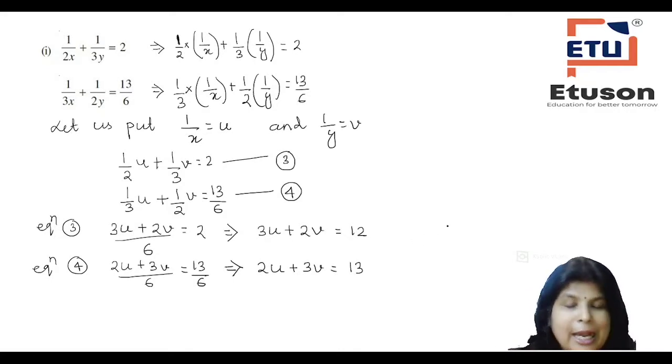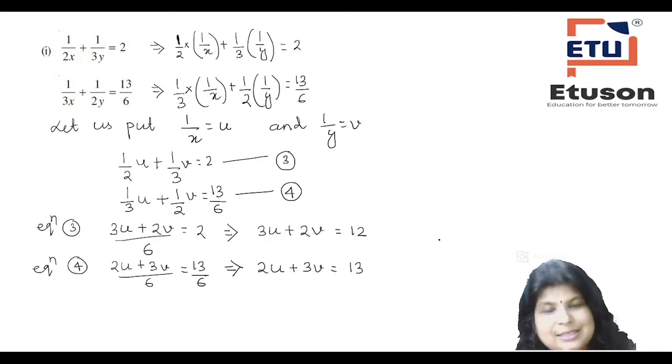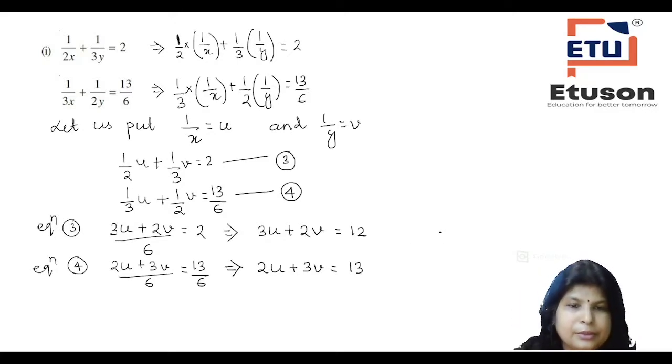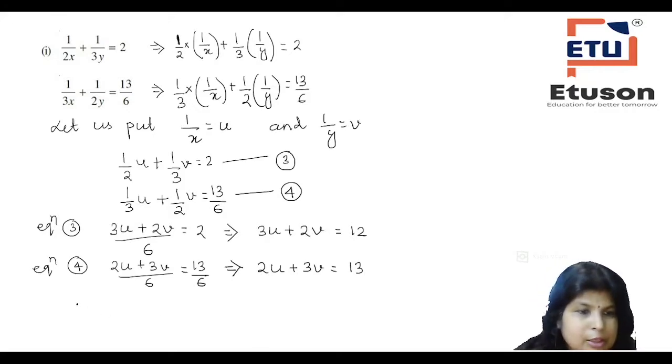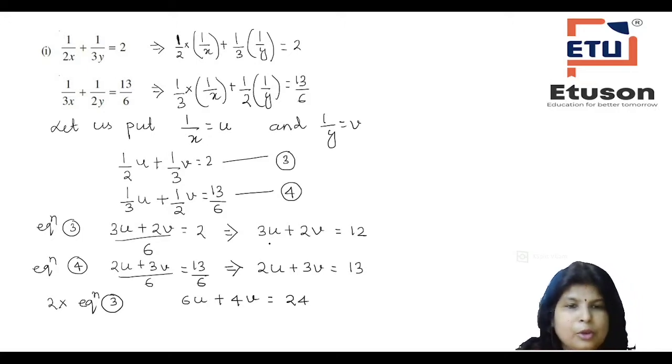So what I am doing, I am taking the elimination method as it is the easiest one. I will multiply 2 to the first equation and 3 to the second equation. So I am doing 2 into equation 3. 2 into equation 3 will be 6u plus 4v is equal to 24. I have just multiplied 2 on both the left hand side and right hand side of the equation.